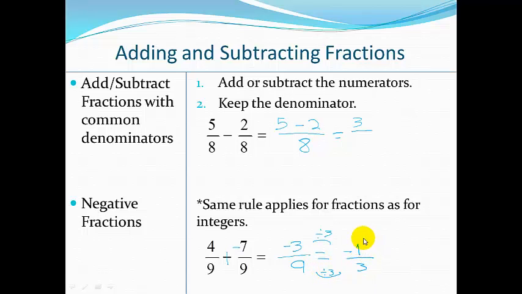Am I done now, Miss Peterson? There you go. All right, here we go. You can box it or circle it. There you go. So you're just left with negative 1/3. Okay, Miss Peterson's going to show you some additional examples.